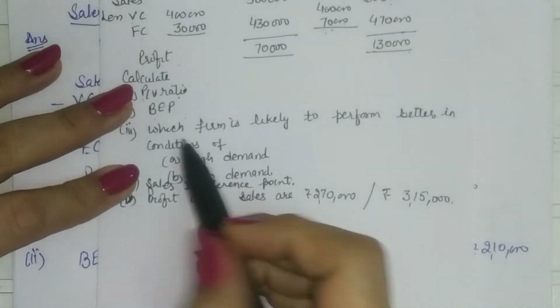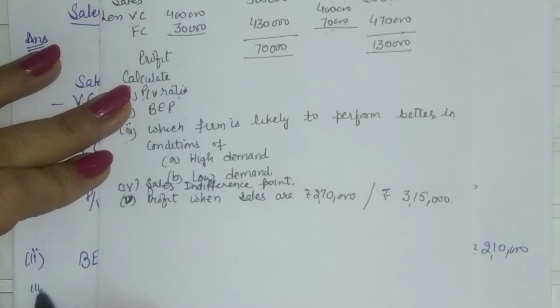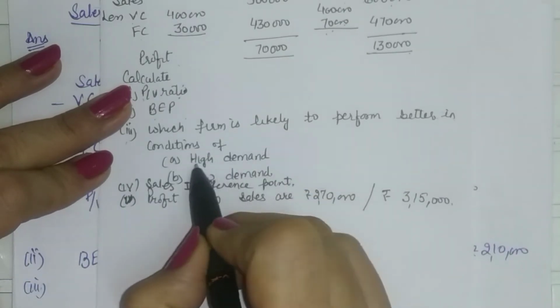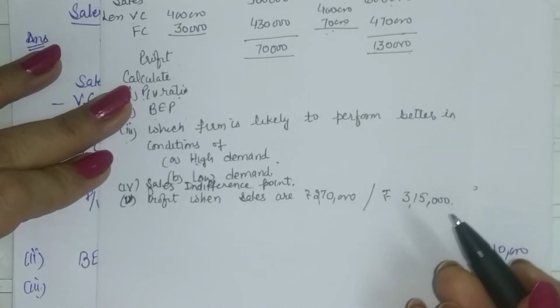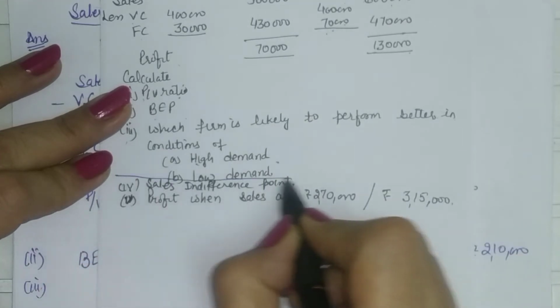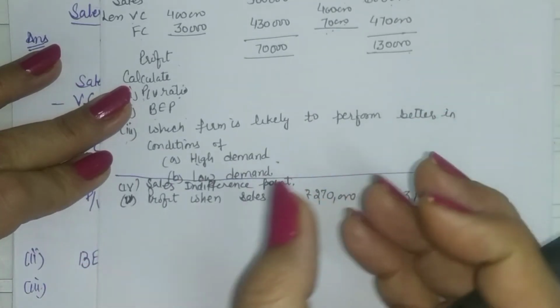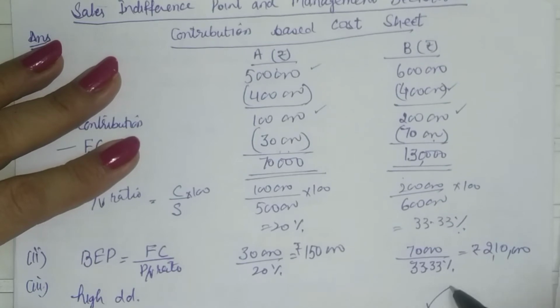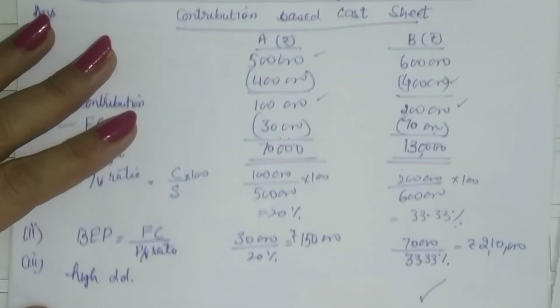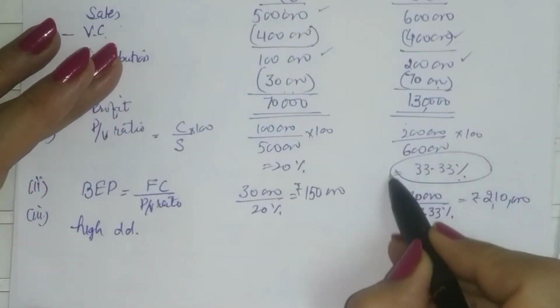Now, in simple terms, your question asks which firm is likely to perform better in case of high demand. When demand is increasing, then it is better to go with higher PV ratio. So, this is a general question. We are not asked the level of activity. So, in general, we can say that when there is high demand, we should go with the second method, because it is having high PV ratio.